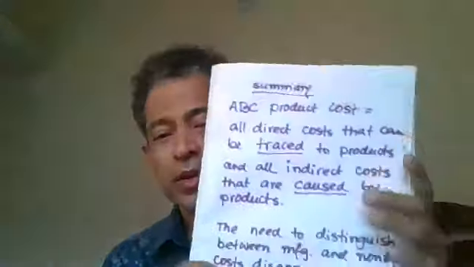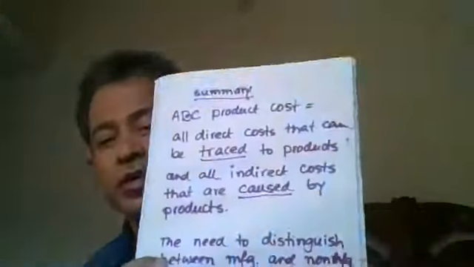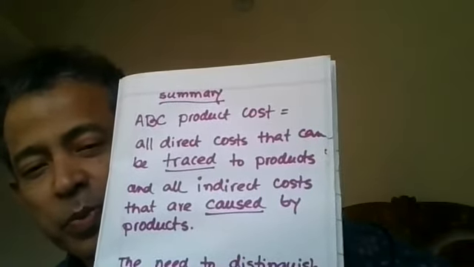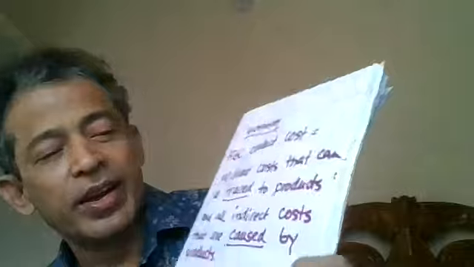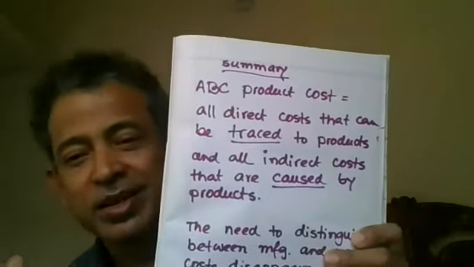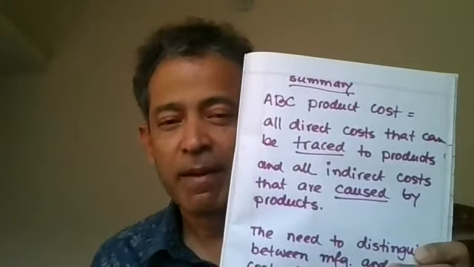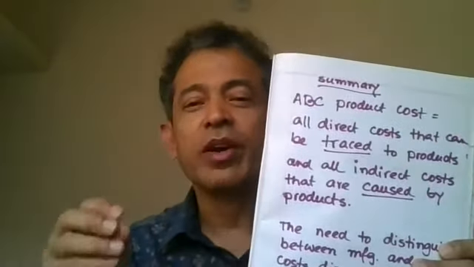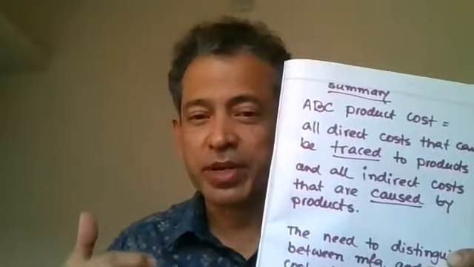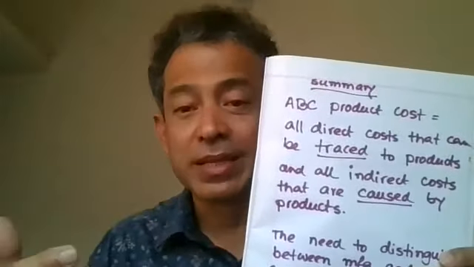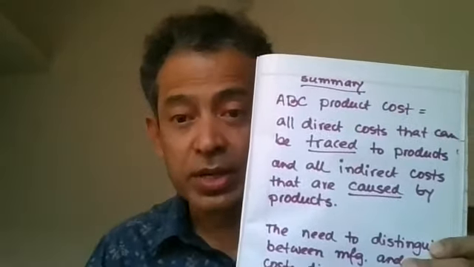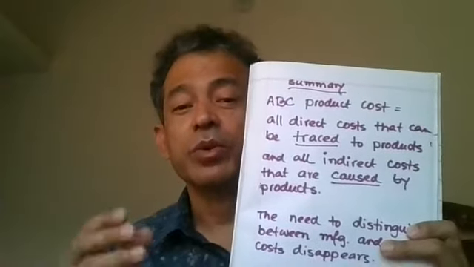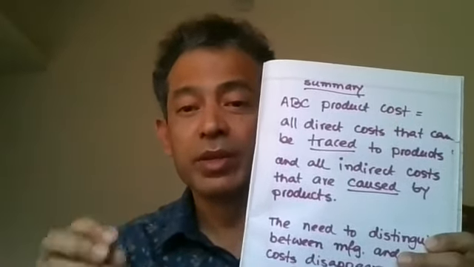So in summary, we say that ABC product cost, so that's the formula, ABC product cost is equal to all direct costs that can be traced to products. ABC product cost is equal to all direct costs like material, labor, and direct expenses, equipment depreciation, labor holiday pay, labor health insurance. All these would be assigned, would be traced to products.